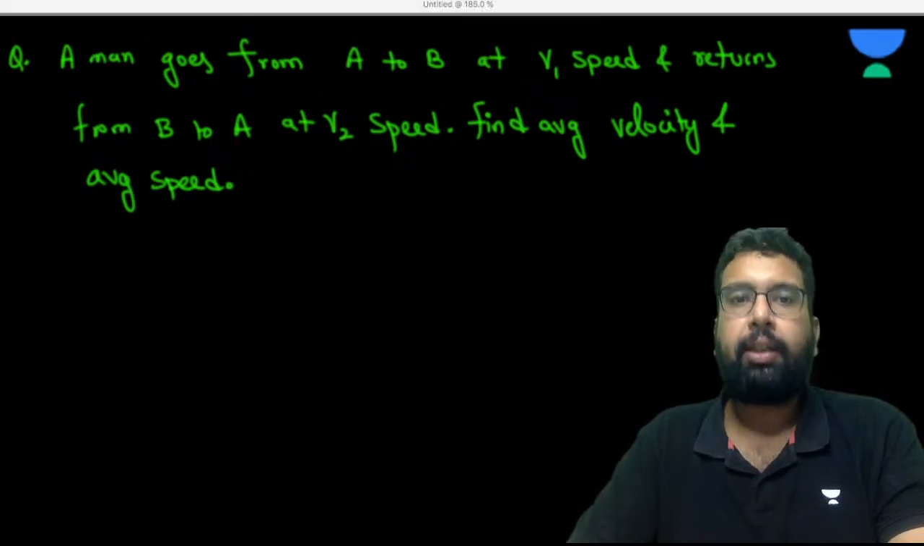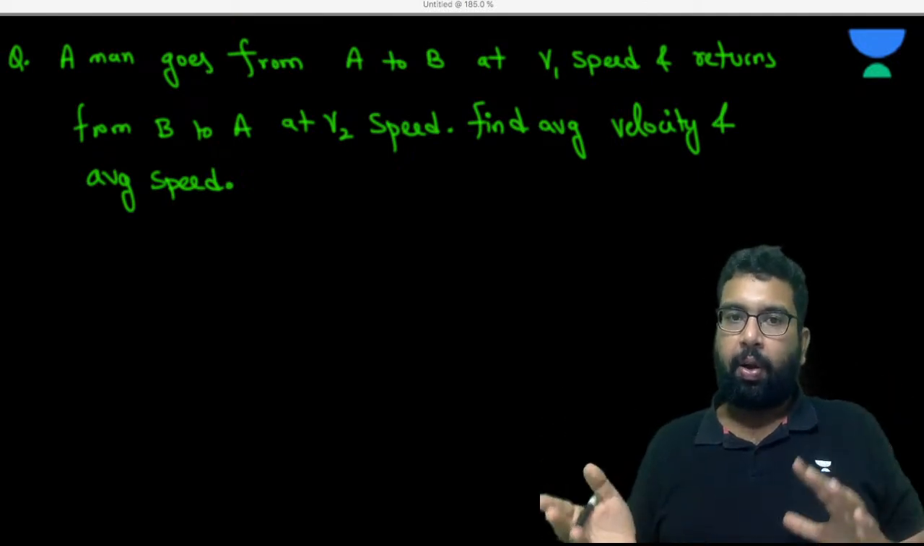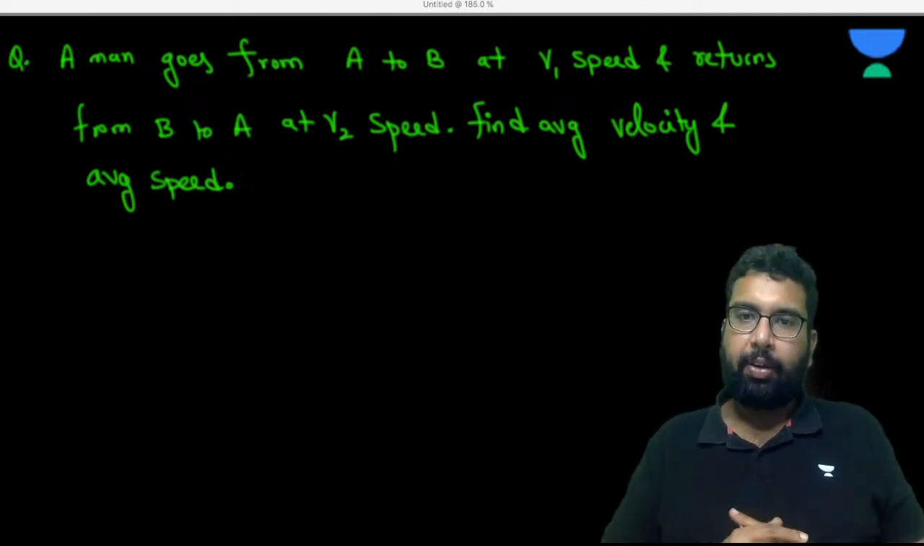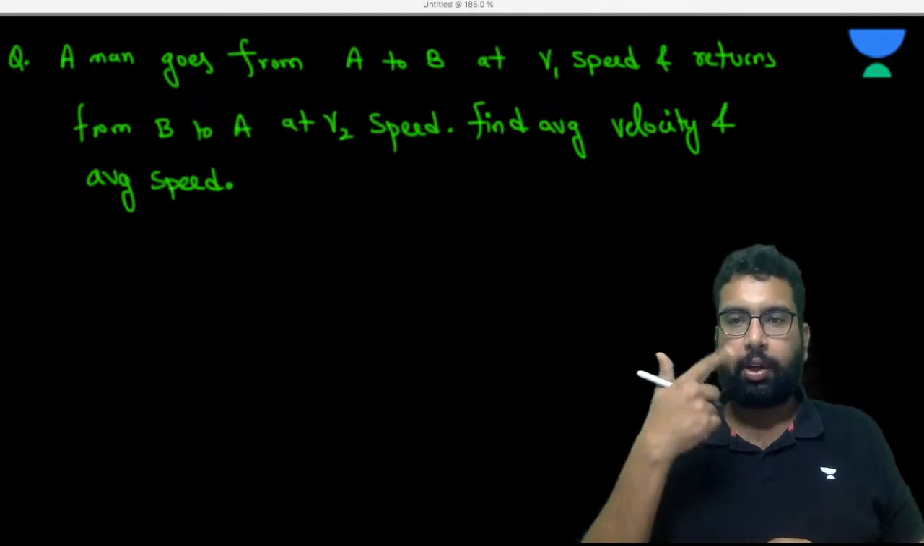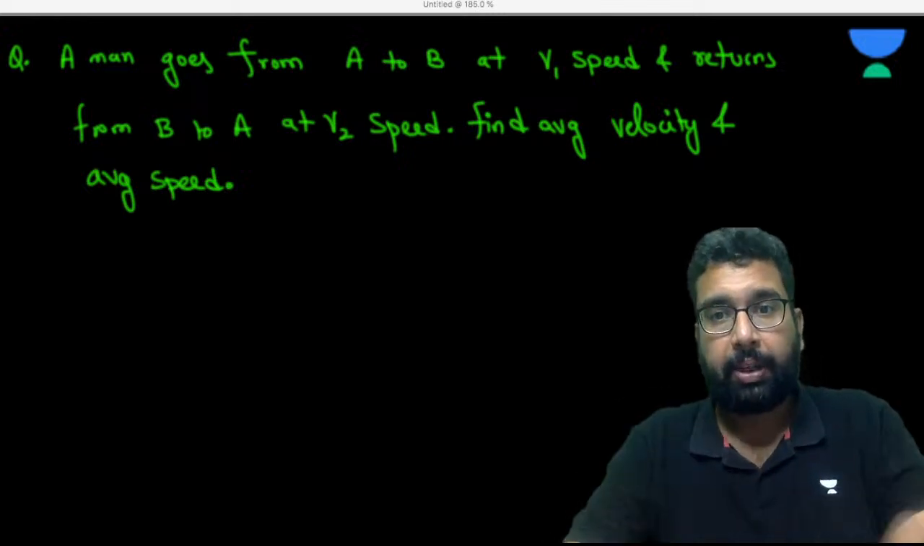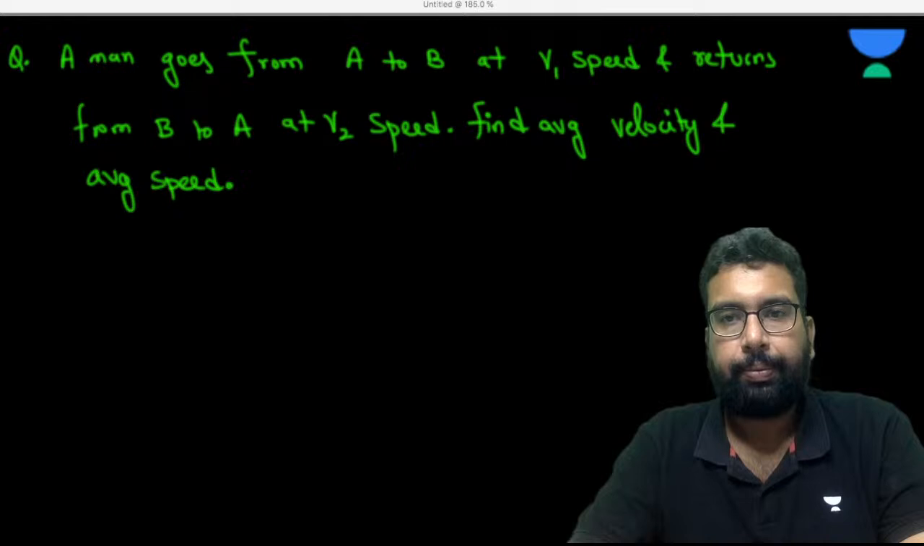Okay, what does it say? A man goes from A to B at V1 speed and returns from B to A at V2 speed. Find average velocity and average speed. What is going to be the average velocity? What is going to be the average speed? Please try that. I'm very sure we can do it.